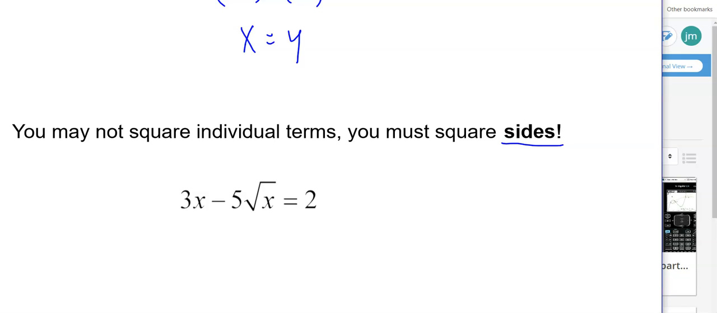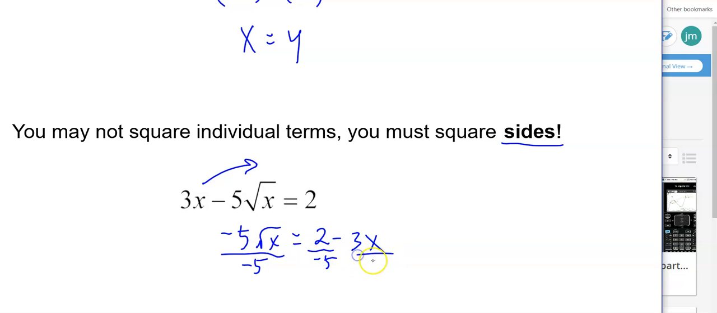So this one, let's try to isolate this. I don't like that. It's got a lot going on. So we've got to get the 3x over to the other side. So we get negative 5 square root of x equals 2 minus 3x. I guess we divide by negative 5. Wow. So divide by negative 5. I'm going to divide each term by negative 5.